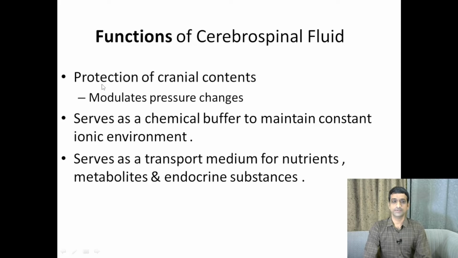Then functions, three functions. To start with, always protection in terms of cushion and shock absorption by modulating pressure changes. That is the first and foremost function of the cerebrospinal fluid. Then second, it serves as a chemical buffer to maintain a constant ionic environment around the brain. Then it serves as a transport medium for nutrients, metabolites, and endocrine substances also. So this is the third function of the cerebrospinal fluid.